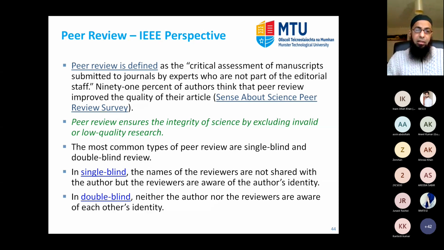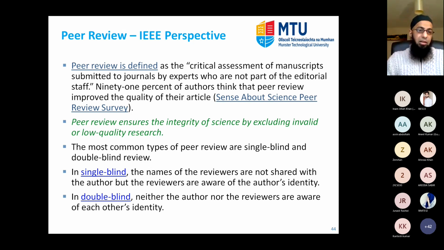So the higher the quality of the journal, the higher the quality of the feedback that you receive will be much stronger. So peer review can be done in different ways. It can be single blinded or it can be double blinded.